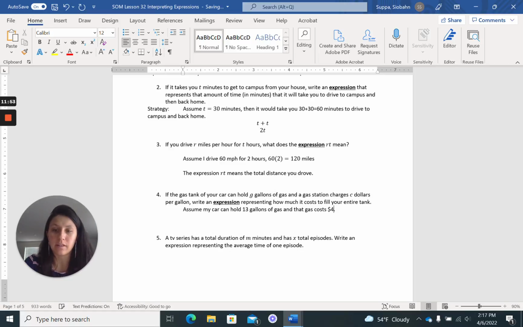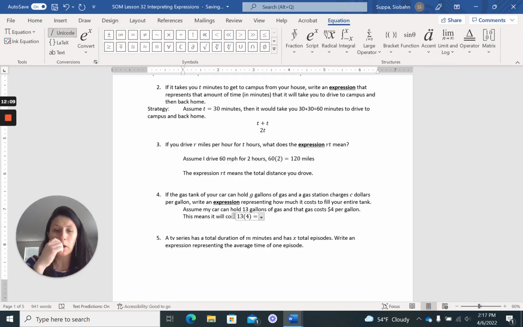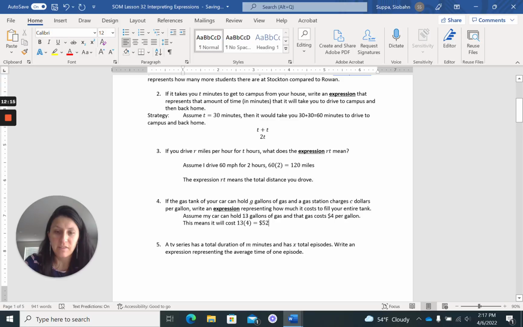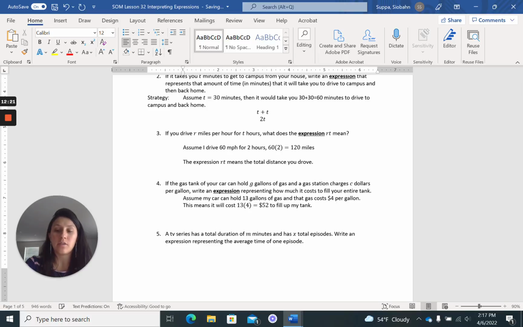So if I know I can hold 13 gallons and it costs $4 for every gallon, then if I multiply these two, this means it will cost, let's see, what is 13 times 4? 52. It will cost $52 to fill up my tank. And notice I wrote out how I got that. That way I know that I can write the correct expression now.